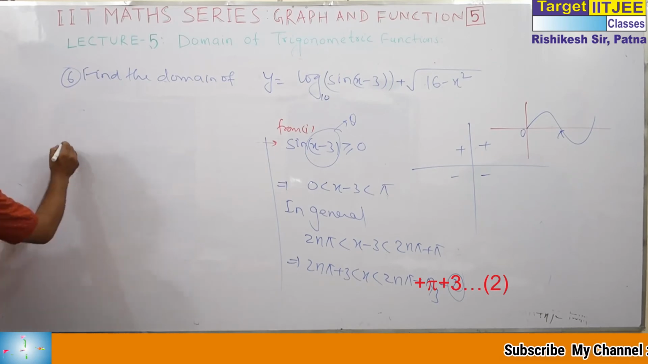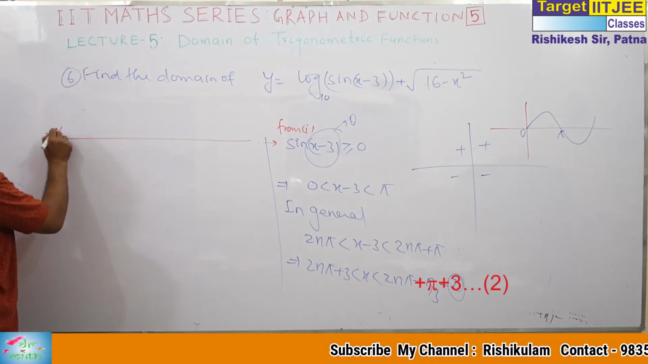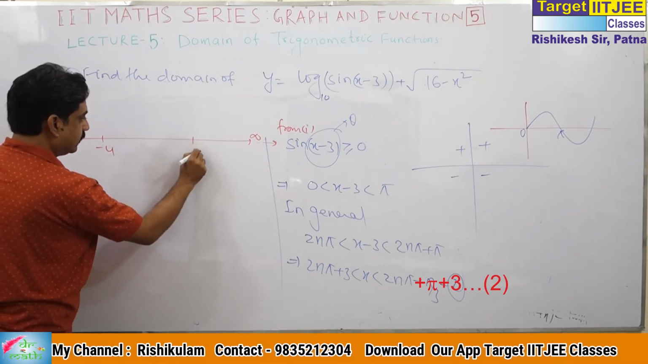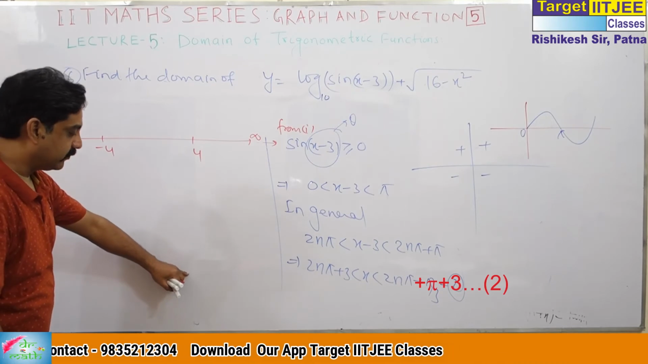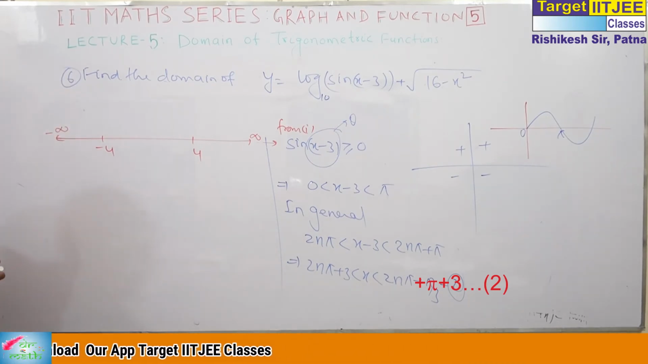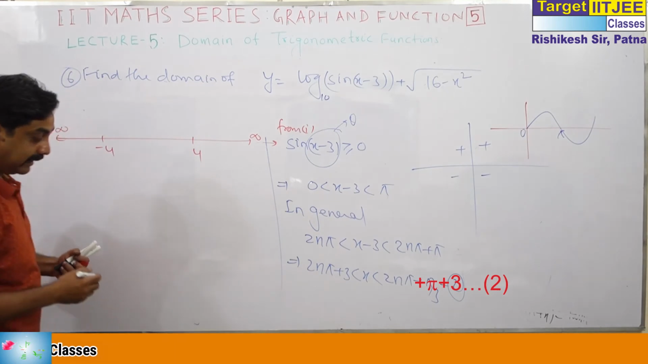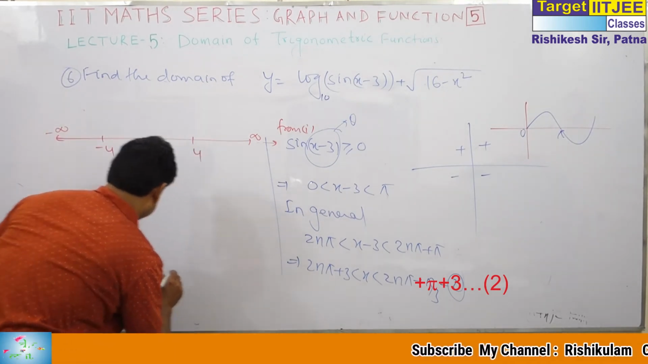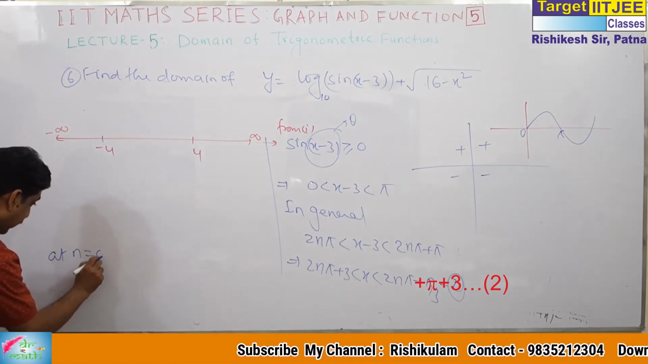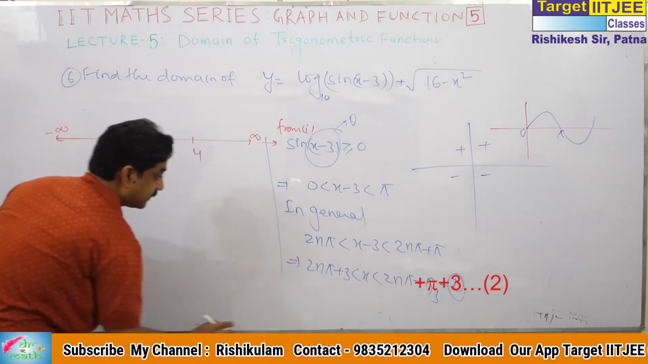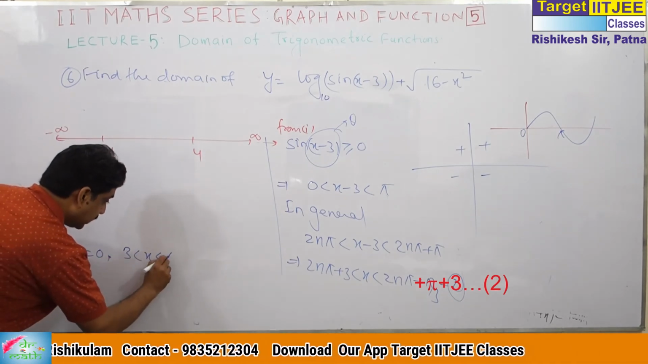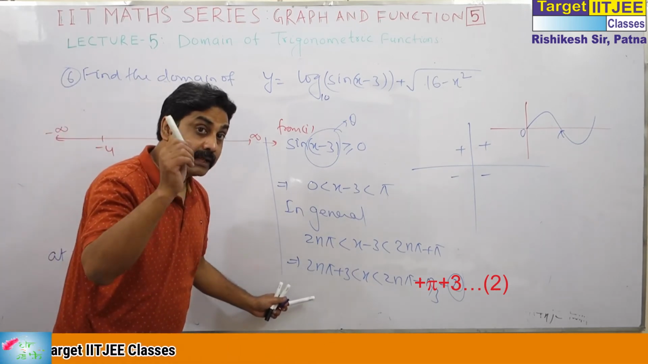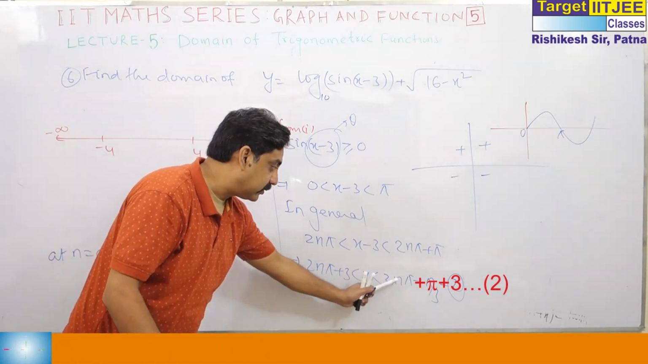Actually, this is the number line from minus infinity. This is minus 4 and 4. Second part, actually minus 4 to 4, I have written here. What about this? Actually, we see it as follows. Put n equal to 0, and we get 3 less than x less than pi plus 3. We have to take the values of n one by one.